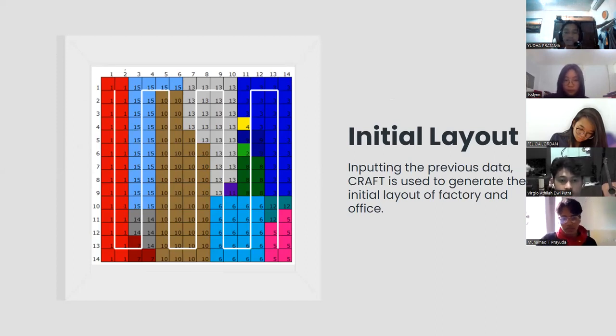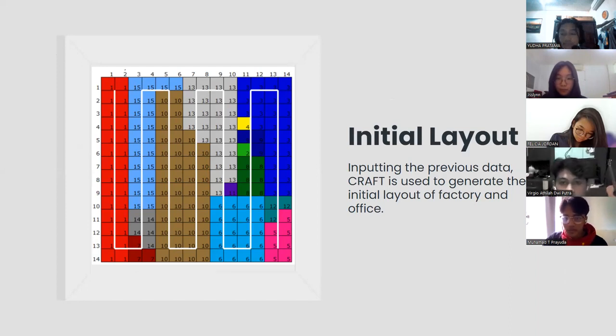The initial layout. In the initial layout, to input the previous data, a card is used to generate the initial layout of the factory and office. In the figure, we see the production flow of the initial layout and find the optimized layout with the lowest cost; several alterations need to be done from the initial layout. Next, please.